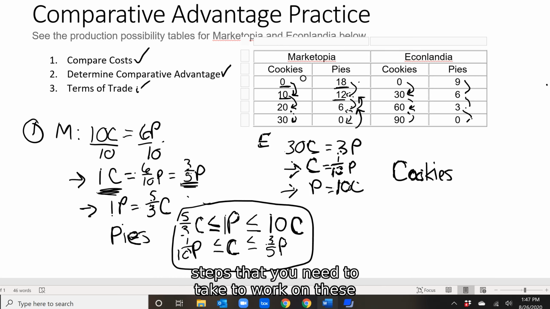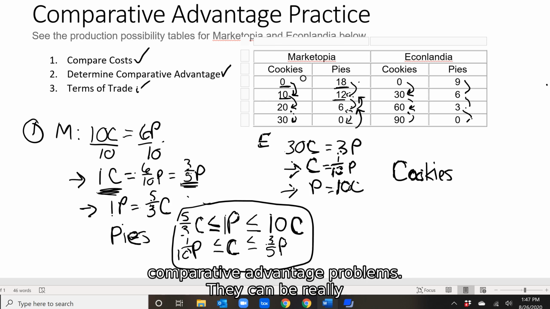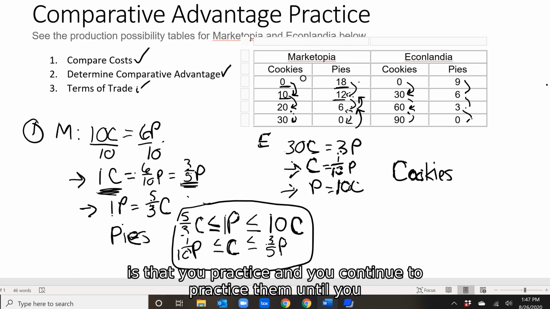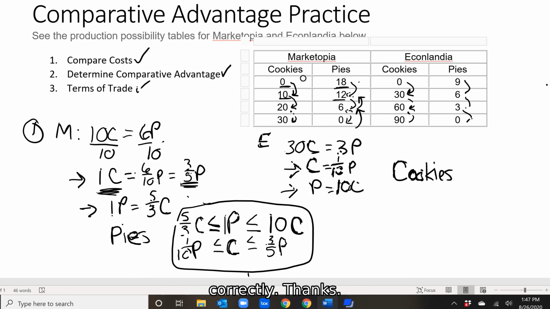And so those are the steps that you need to take to work on these comparative advantage problems. They can be really tough for some students, so my best suggestion is that you practice and you continue to practice them until you start answering the questions correctly. Thanks.